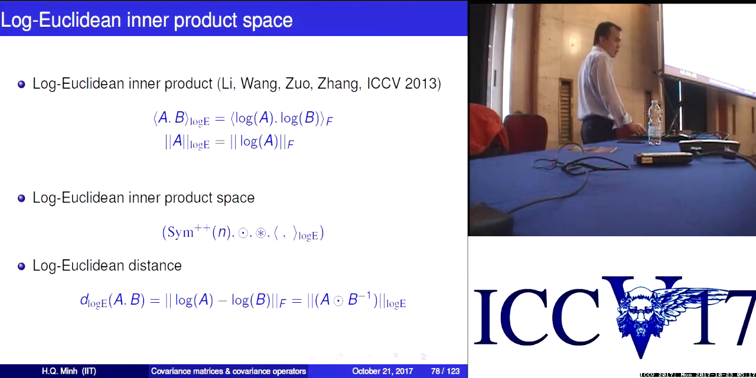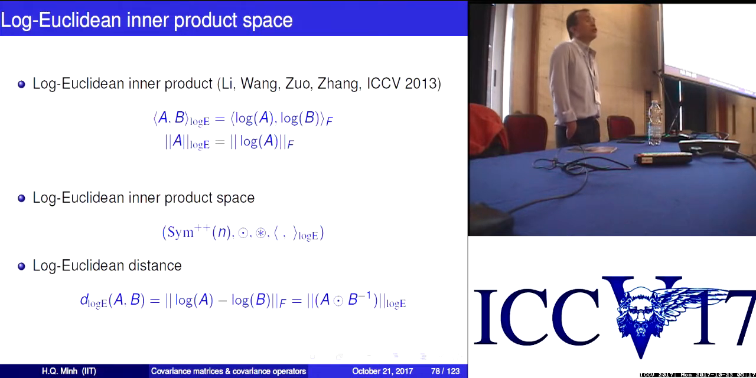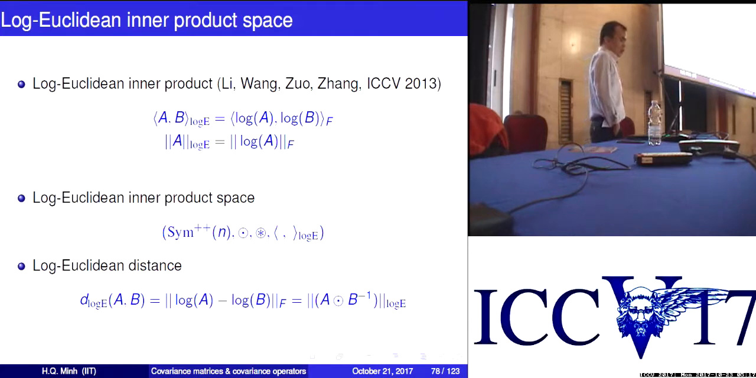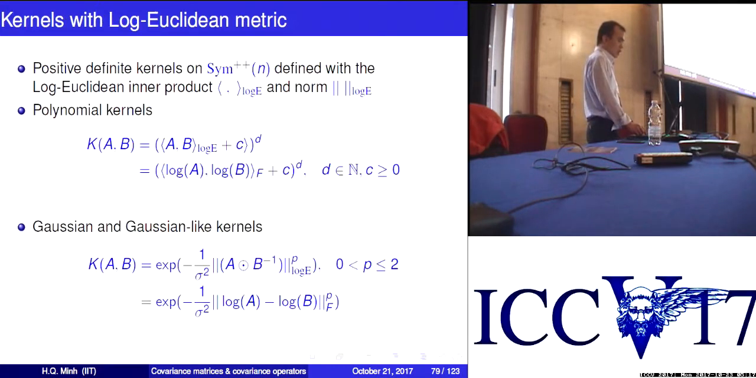Now, Arsigny et al. was talking just about the vector space, but it also has an inner product structure, and this was defined in ICCV 2013 by Li et al., where they defined the inner product of A and B by the Frobenius inner product of log A and log B, and the log Euclidean norm of A by simply the Frobenius norm of log A. So with these two operations, dot and star, and this inner product, the set becomes an inner product space. And so we have the log Euclidean distance, the inner product distance under this inner product. And since it's an inner product space, we can define positive definite kernels on this space.